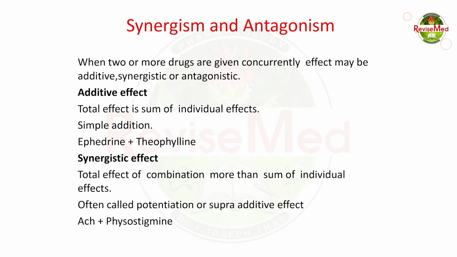What is synergism and antagonism? When two or more drugs are given concurrently, the effect may be additive, synergistic, or antagonistic. What is an additive effect? Total effect is the sum of individual effects. That is simple addition, 1 plus 1 is equal to 2. Ephedrine plus theophylline is an example.